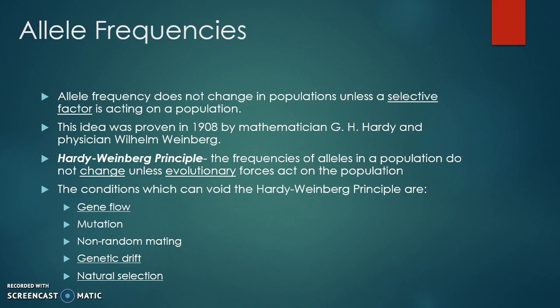The evolutionary forces that can cause a change in the allele frequency are as follows. There are five of them: gene flow, mutation, non-random mating, genetic drift, and natural selection. Natural selection and mutation should be familiar. The other three we'll take a more in-depth look at, and we'll see them played out in the labs as well.